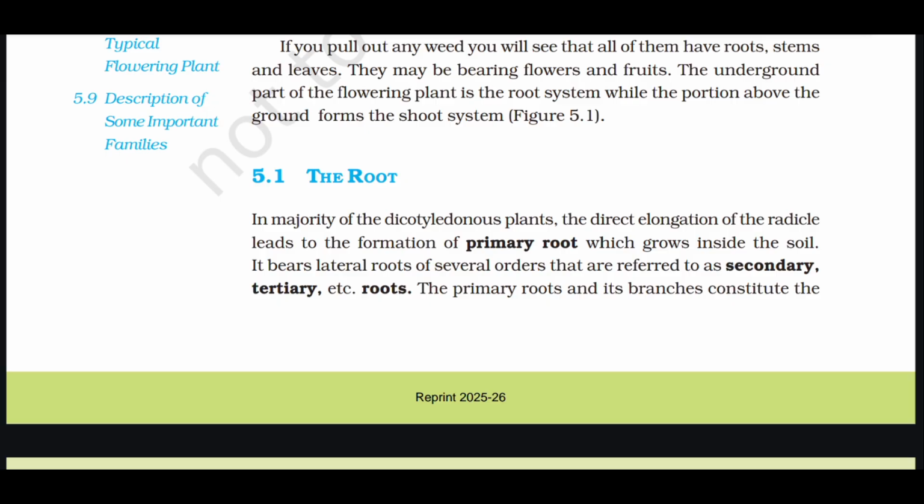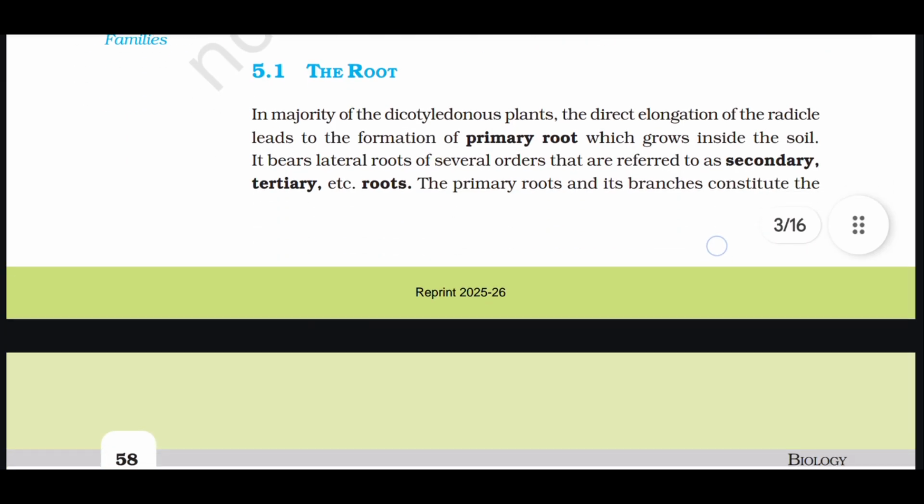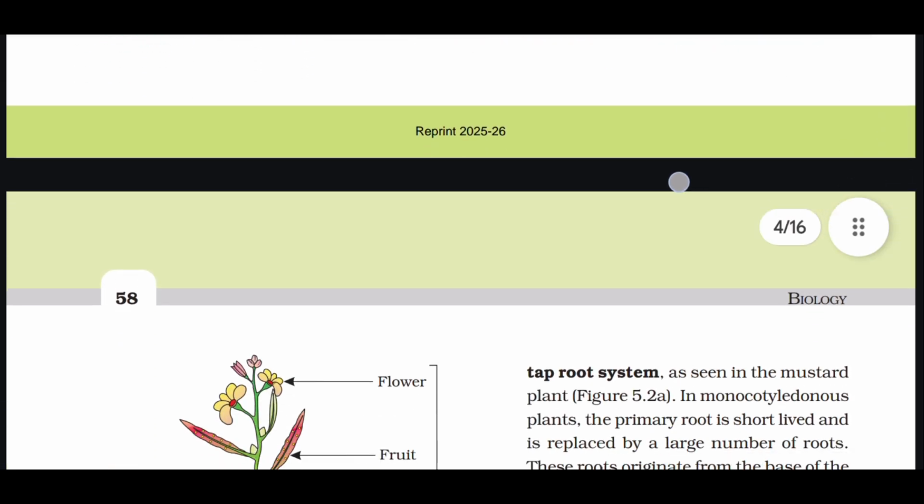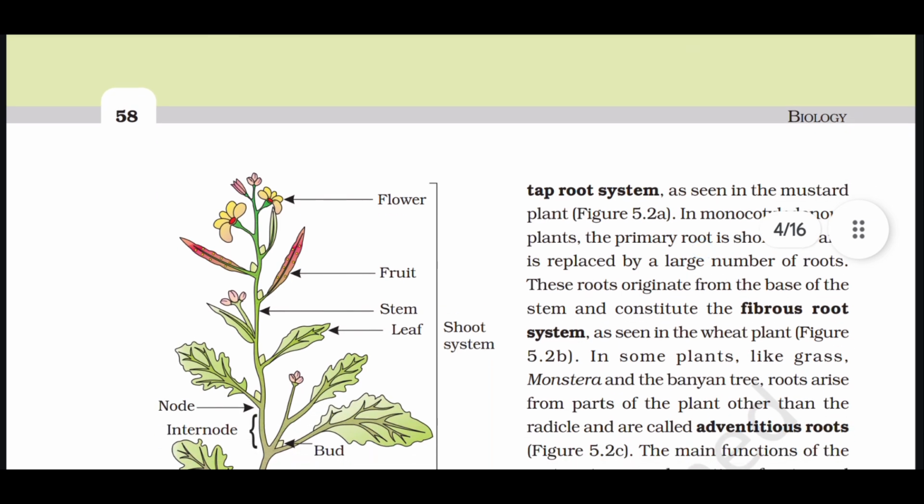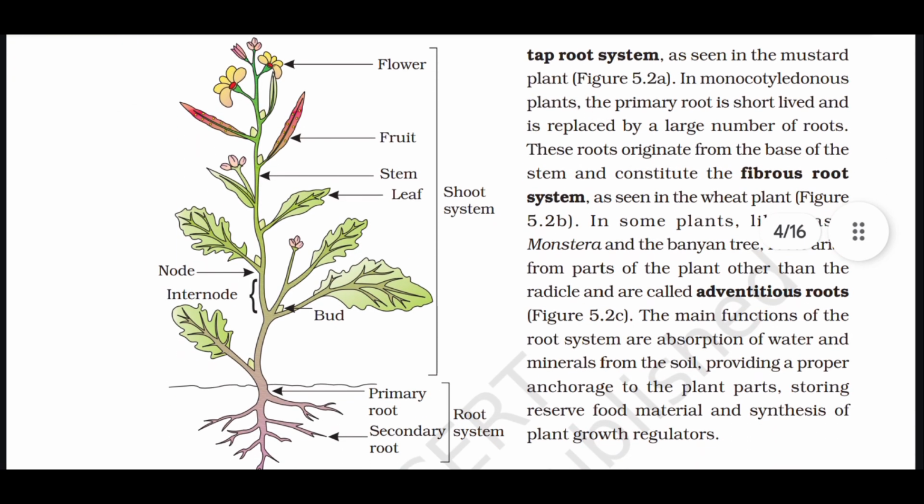It bears lateral roots of several orders that are referred to as secondary, tertiary, etc. roots. The primary root and its branches constitute the taproot system, as seen in the mustard plant. In monocotyledonous plants, the primary root is short-lived and is replaced by a large number of roots. These roots originate from the base of the stem and constitute the fibrous root system, as seen in the wheat plant. In some plants like grass, Monstera, and the banyan tree, roots arise from parts of the plant other than the radicle and are called adventitious roots.